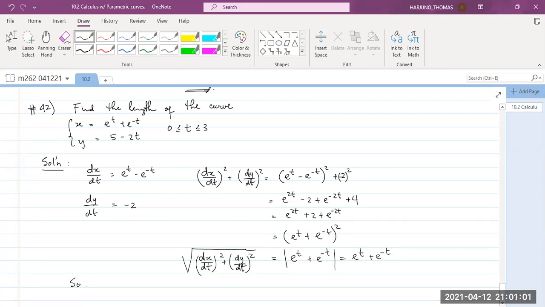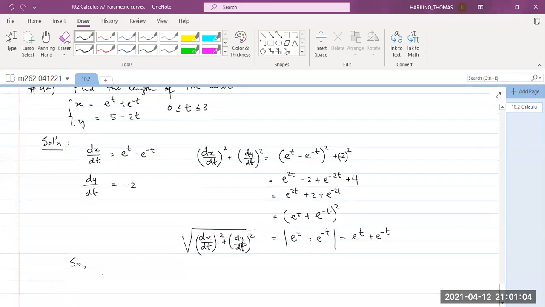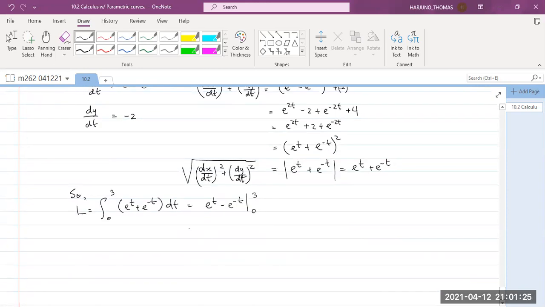So the arc length will be the integral from 0 to 3 of e to the t plus e to the negative t dt. That is e cubed minus e to the negative 3, minus 1 minus 1. So e cubed minus e to the negative 3. That's the arc length.